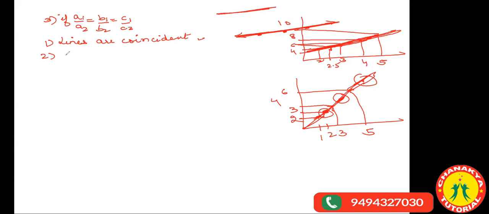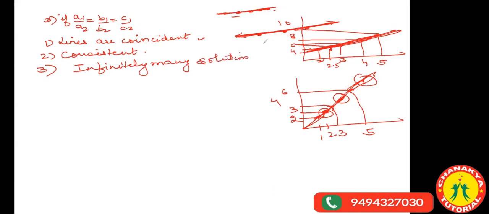Now, lines are coincident means that you are finding the same points, coordinates. So therefore, system is consistent. And there will be infinitely many points. So you will write infinitely many solutions. Got it, my point, children? Because you can extend this line up to infinity, so there will be so many points, right? So therefore, there will be infinitely many solutions for this third case.